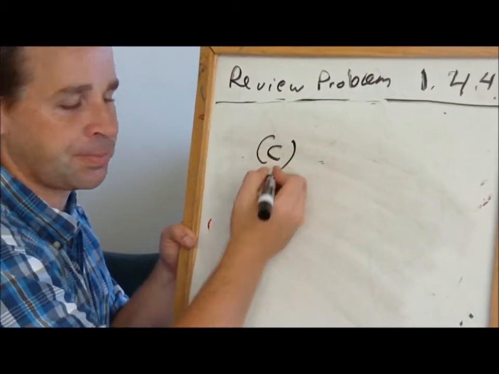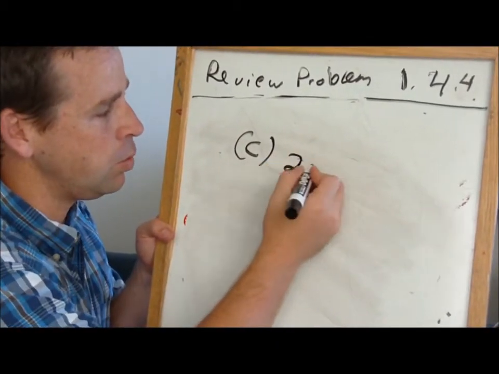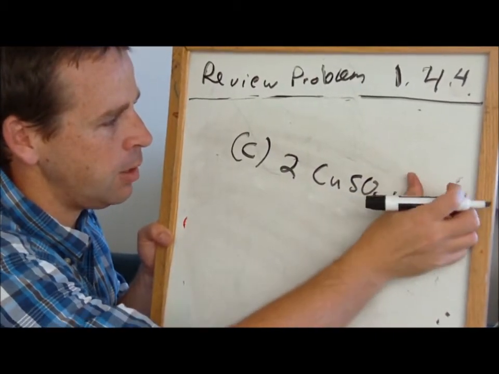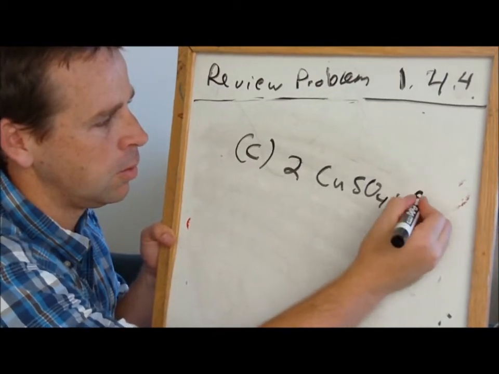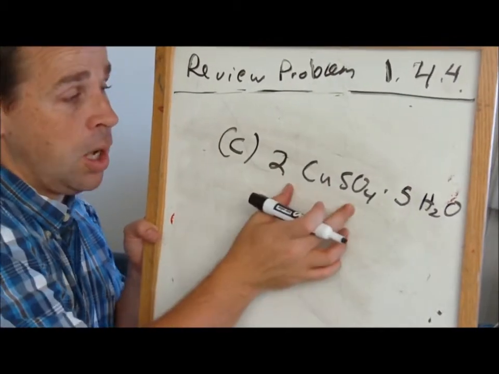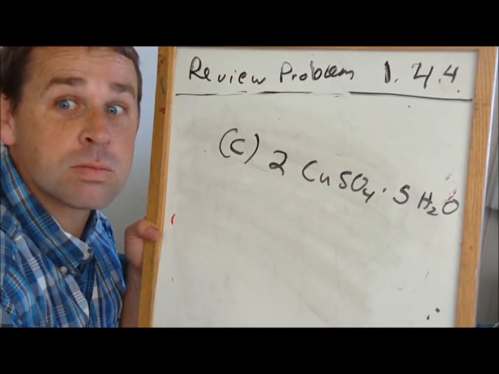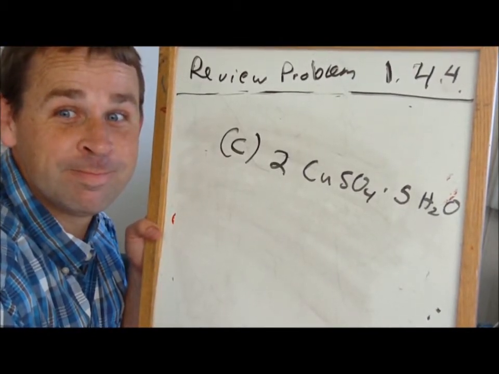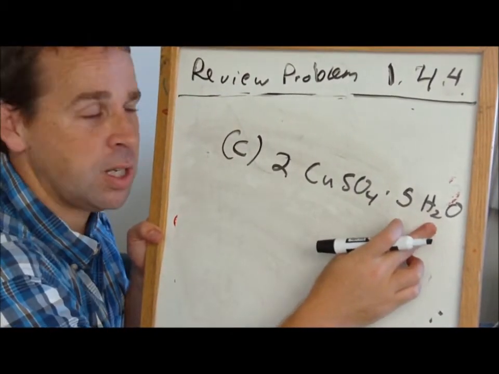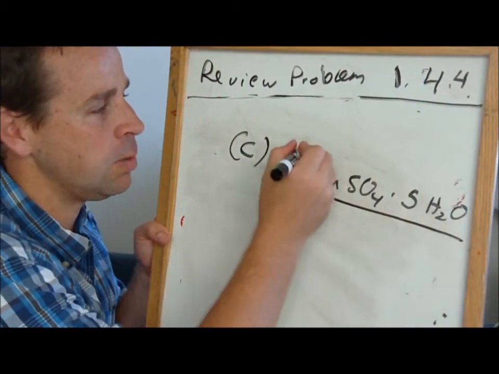Part C, the compound is 2 copper sulfate pentahydrates. So we have 2 CuSO4s, pentahydrates, penta meaning 5, H2Os. Now this compound, do you remember what a compound where you have water molecules associated with it is called? It's called a hydrate. So this is copper sulfate pentahydrate, and we have 2 of these molecules. That 2 again refers to how many of these we have all together.